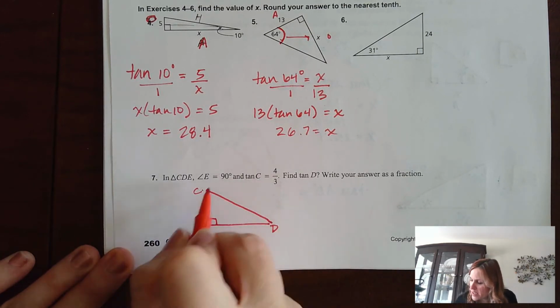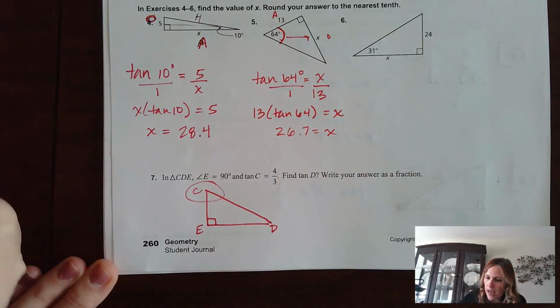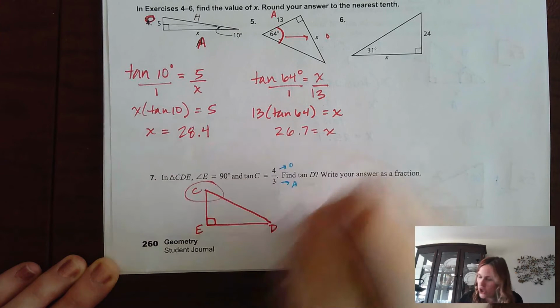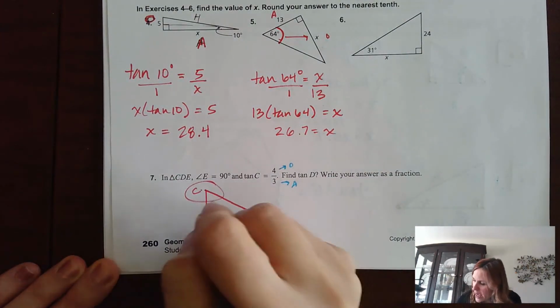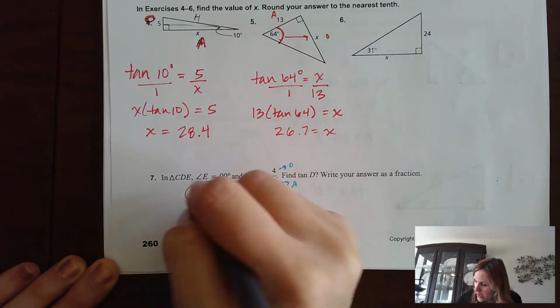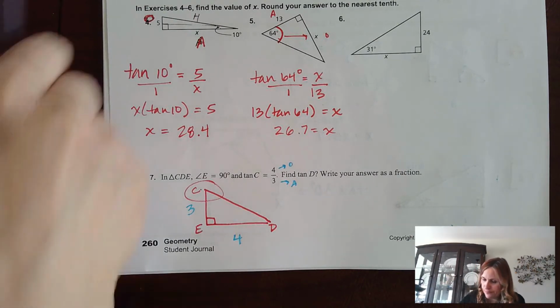So tangent of C, if I have my C up here, is 4/3. So what I'm telling you here is that this is my opposite side and this is my adjacent side. So if this is my angle C, my opposite side is 4 to angle C and my adjacent side is 3. So it says find tangent of D.